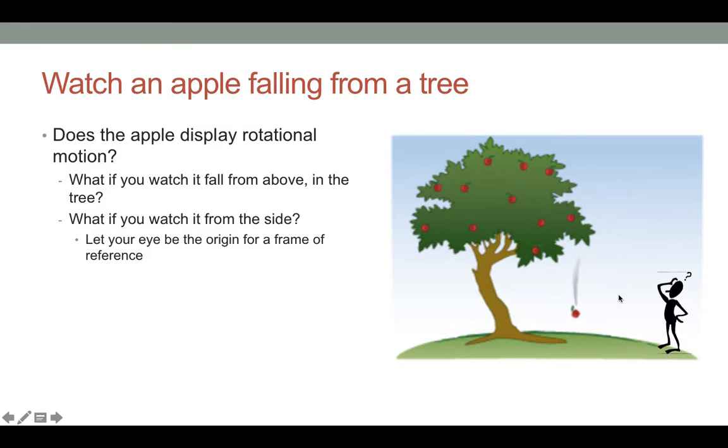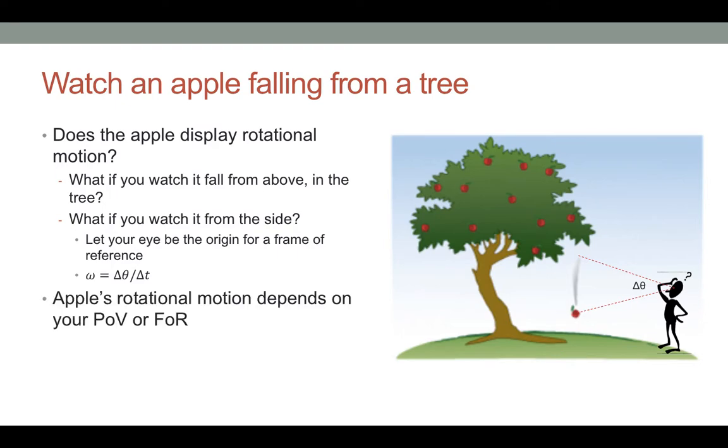If we let your eye be the origin of the frame of reference to describe the motion of the apple, we would start by looking up here, and then we would have to rotate our head to look down there, and in a sense, the apple has indeed moved through an angle. It would take a certain amount of time to move through that angle. Therefore, we in fact could calculate an angular velocity by the change in angle theta divided by the amount of time that took. So in a sense, it does in fact have angular motion.